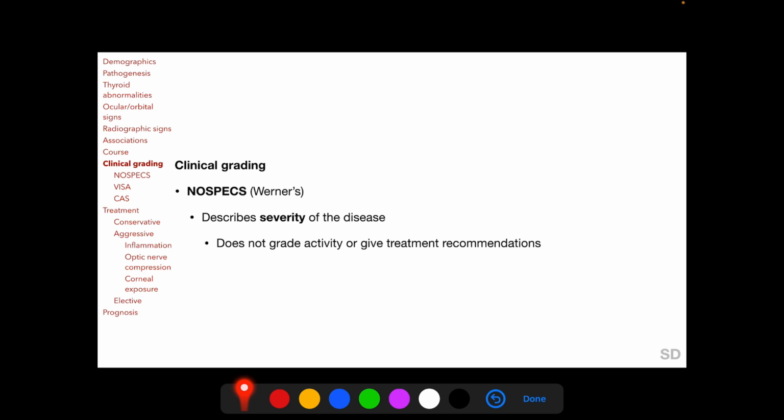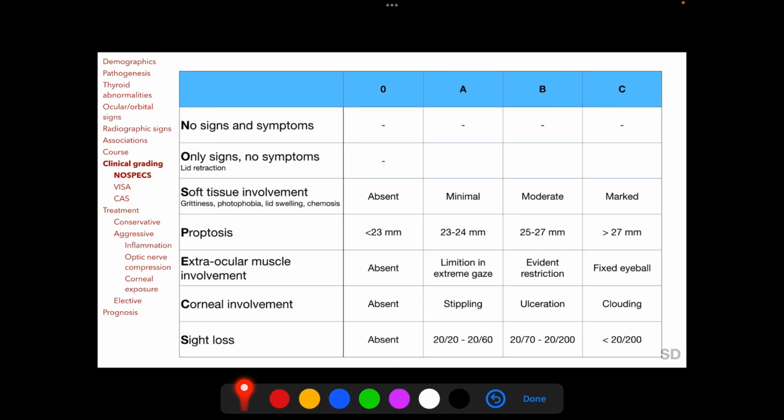Clinical grading of thyroid involvement is important from treatment point of view, and there are 3 well-known systems of clinical grading. The first one is the NOSPECS or Werner's classification, and the NOSPECS system describes the severity of the disease but does not grade activity or give treatment recommendations, which are found in the other 2 systems. So NOSPECS consists of no signs and symptoms, only signs of lid retraction without any symptoms, soft tissue involvement, proptosis, extraocular muscle involvement, corneal involvement, and sight loss. And they are graded as 0, A, B, and C according to their severity.